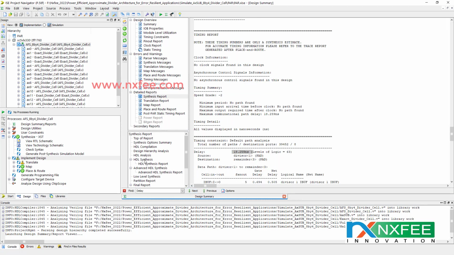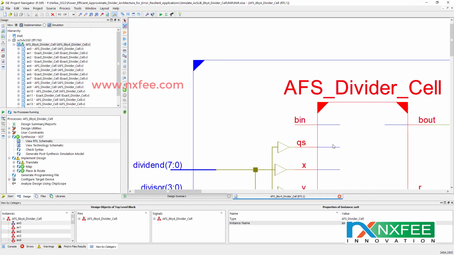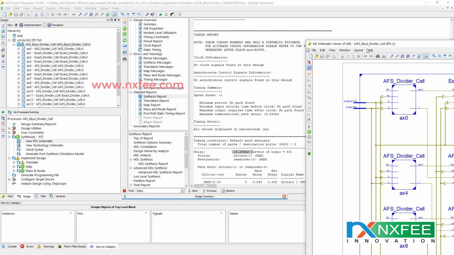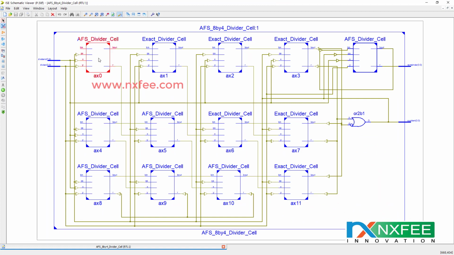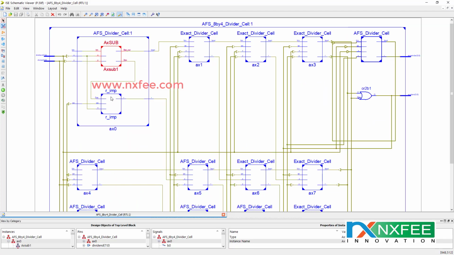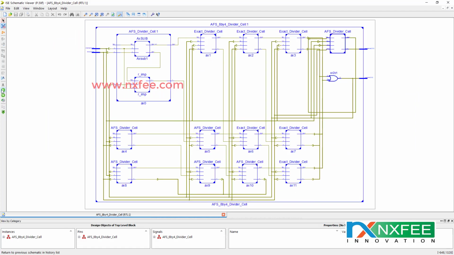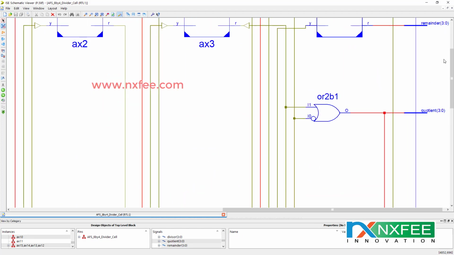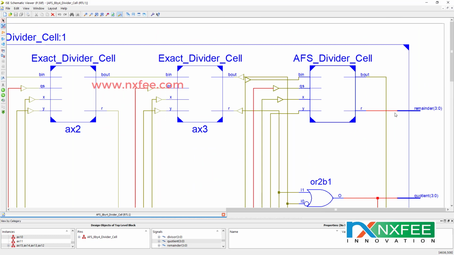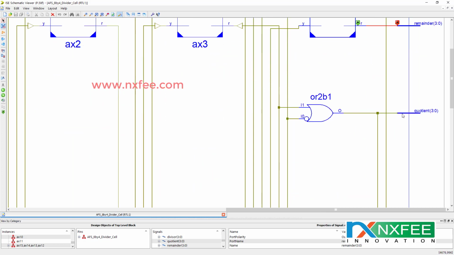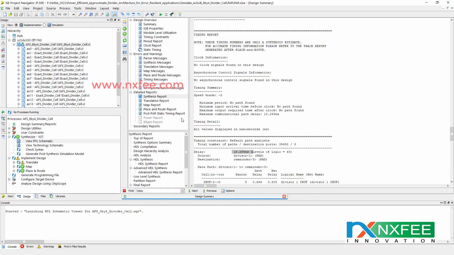In synthesis you can check the delay, 18.259, and the RTL schematic for AFS. In this AFS architecture we need to use two divider cells: one is an AFS divider cell and another is an exact divider cell. This is the AFS divider cell architecture with an approximate subtractor and a multiplexer, and this is the exact divider cell with a full adder and a multiplexer. The final divider cell output is taken here: the remainder output 3 down to 0 and the quotient output.